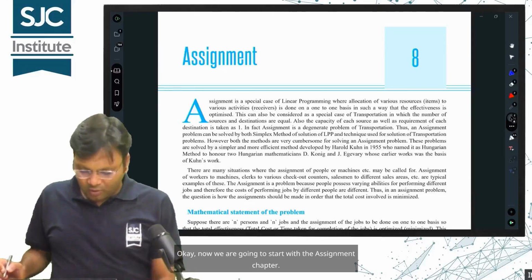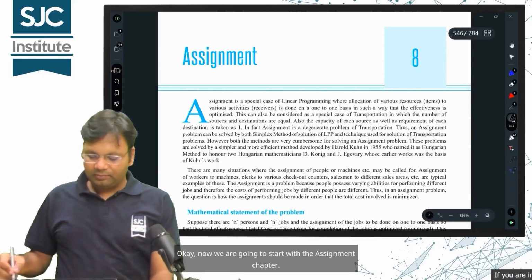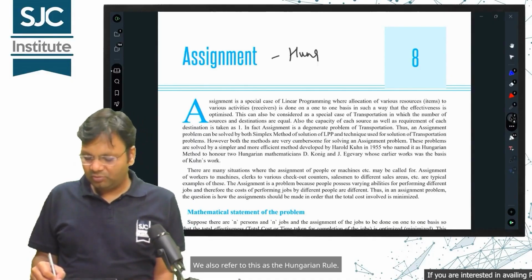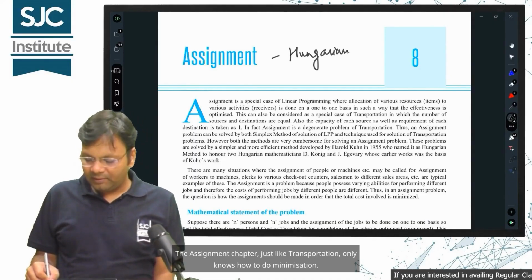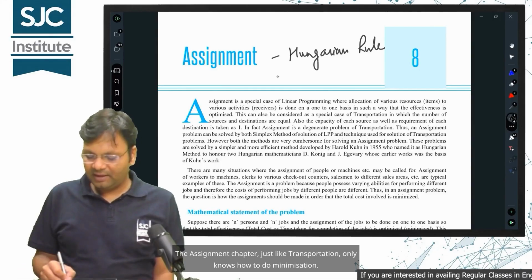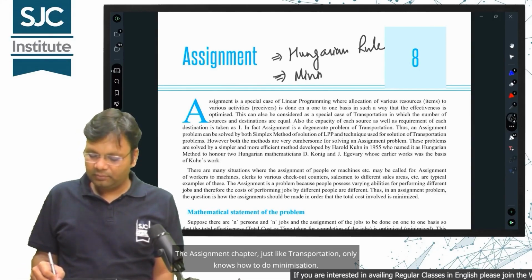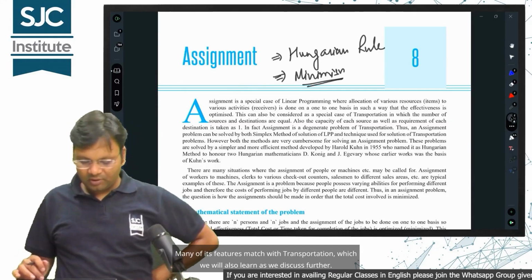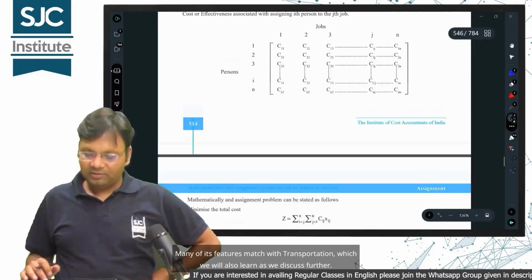Okay, now we are going to start with the assignment chapter. We also refer to this as the Hungarian rule. The assignment chapter, just like transportation, only knows how to do minimization. Many of its features match with transportation, which we will also learn as we discuss further.